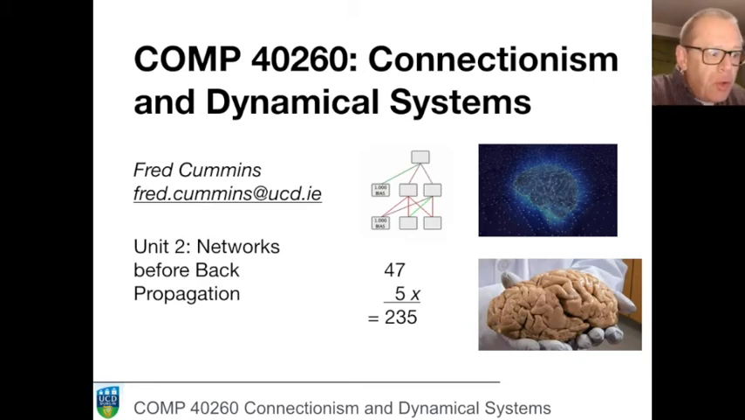Welcome to Unit 2 of the module. In this unit, we're going to examine early neural network models. These are ones which have their origins in McCulloch and Pitts' work from the 1940s, and they were developed in the 50s and 60s among a diverse group of researchers pursuing different aims. And collectively, they constitute the first wave of connectionist research.